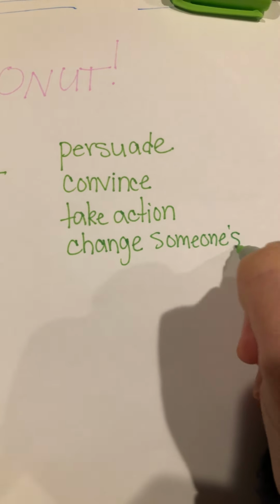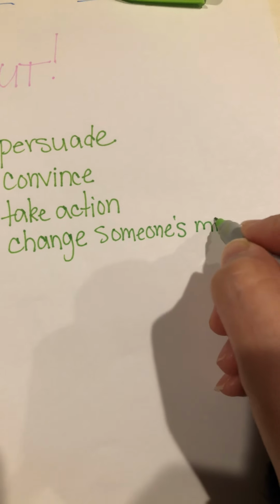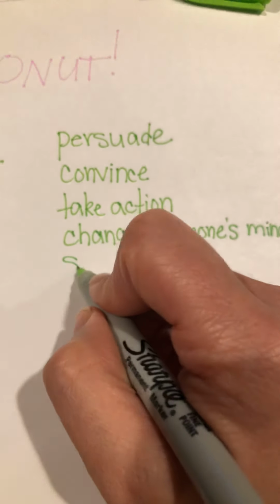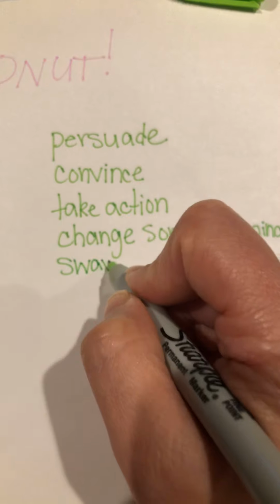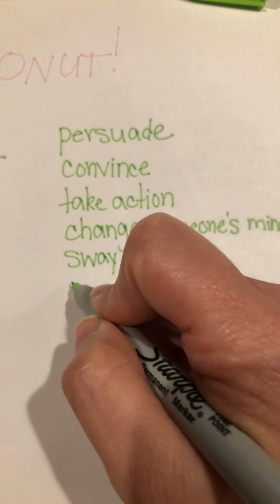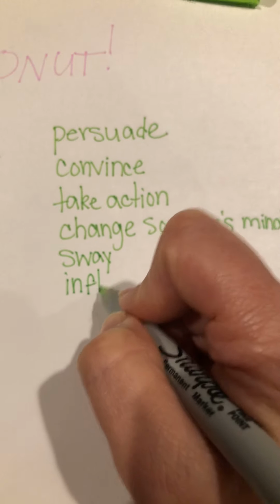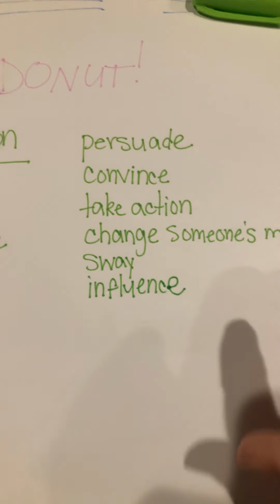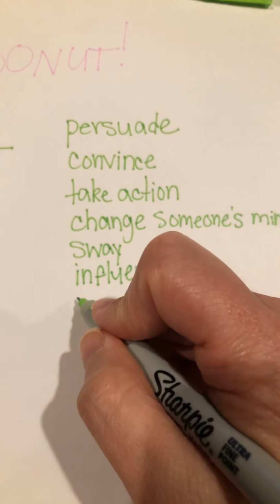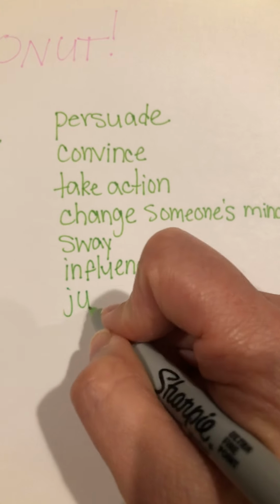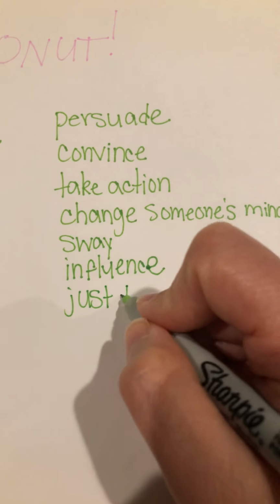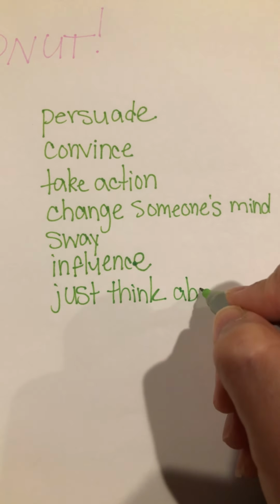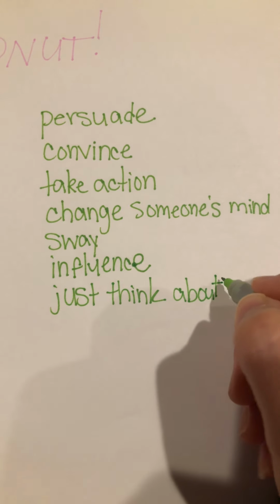Let's do a few more just to get your brain thinking about what this means to persuade, okay? The word sway, that kind of means change as well. That can kind of mean the same thing. The word influence, guide, perhaps. Maybe you just want someone to think about. You might use this phrase, just think about. Okay? I have a few more words I want to show you in case you end up wanting to do it in your writing. So just think about.